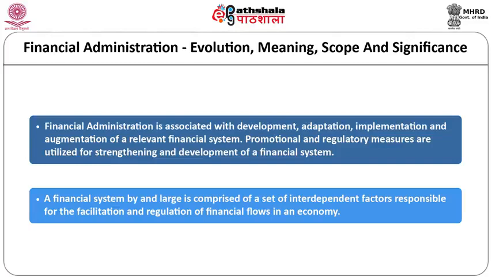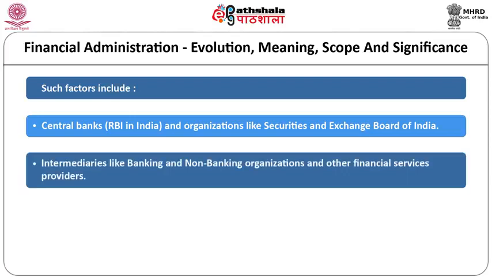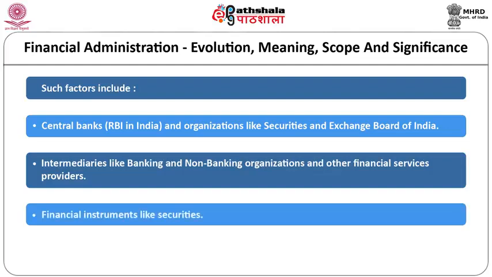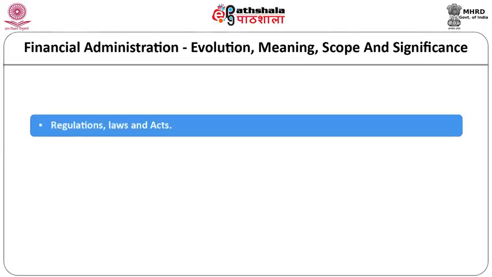Factors affecting regulation of financial flows. Central banks, that is RBI, Reserve Bank of India, and organizations like Securities and Exchange Board of India. Intermediaries like banking and non-banking organizations and other financial services providers. Financial instruments like securities, facilitators like exchange of stocks or commodities, regulations, laws, acts.